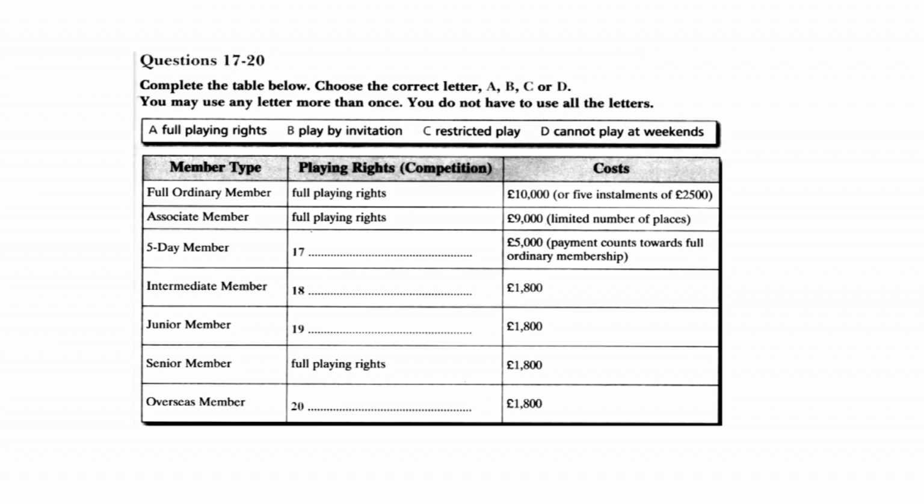Our next category is Associate. This is for a golfer who is already a member of a club but wants to join ours too, while keeping his existing club as his main club. You have the same rights as a full member, but the cost is £9,000.